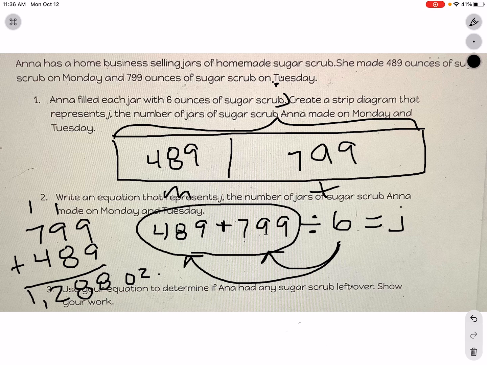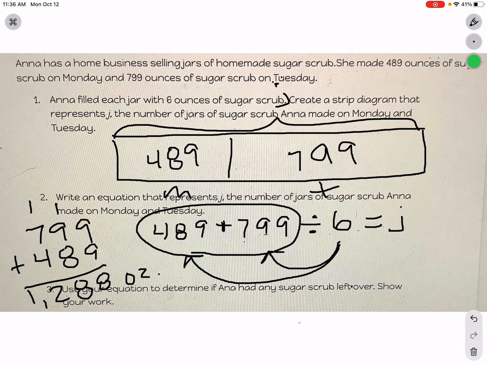Well, number 3 says use your equation to determine if Anna had any sugar scrub left over. Show your work. Well, how do we have to figure out if she had any left over? I think we have to solve the problem. This is a division problem. Let's solve it. Let me change my color here. Let's do green.